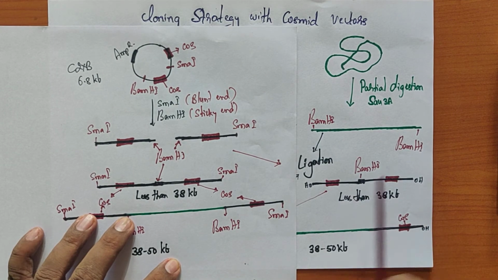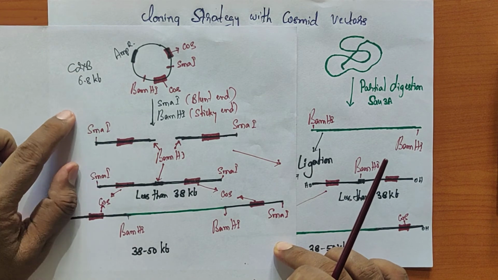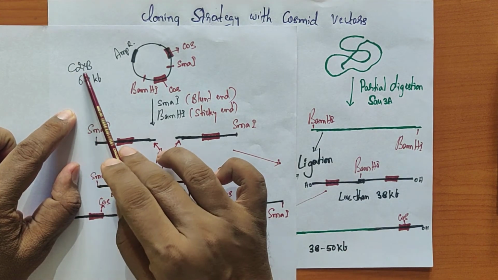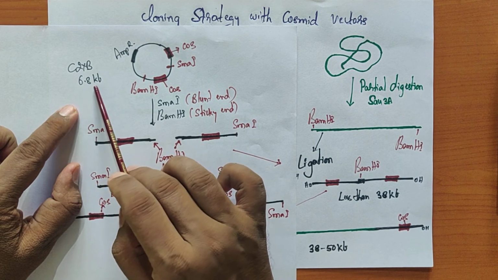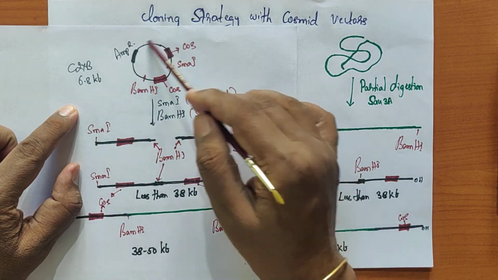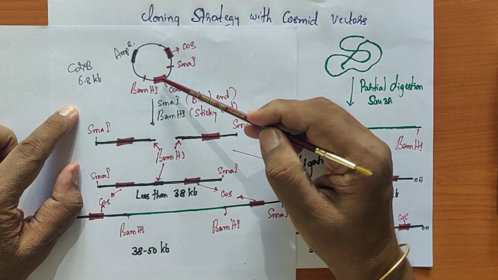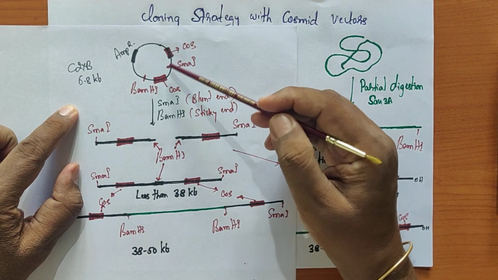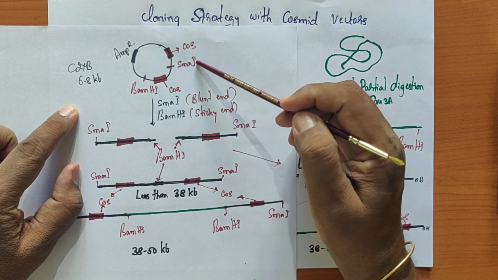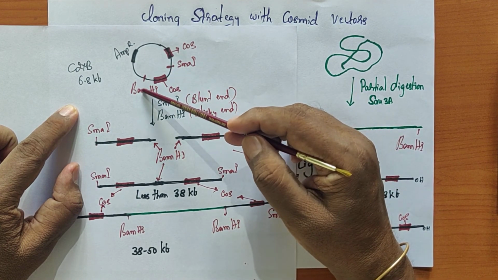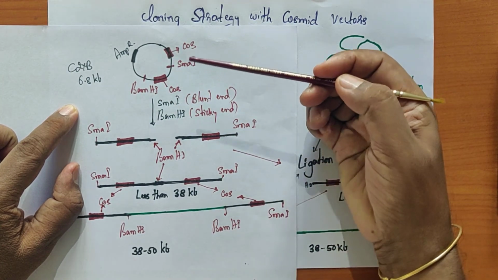Okay, so I'm going to use this portion, same for this vector. Now this vector is C2XB. The size is 6.8 kilobase. This is a circular plasmid with an ampicillin resistance gene. It has two cos sites. Alright. Now in between these two cos sites, strategically we have a SmaI site and another one, the BamH1. The SmaI is placed in between the two cos sites.